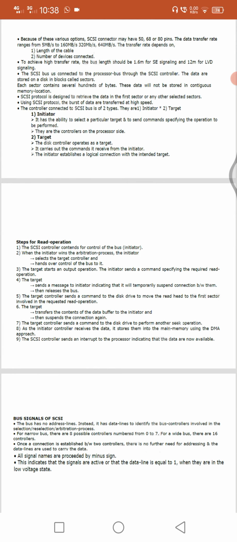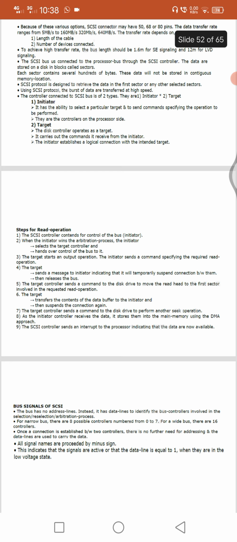Here the target sends a message to the initiator indicating that it will temporarily suspend the connection between them, then releases the bus. Meanwhile, since some running process is already there, that's why it sends a message that it will temporarily suspend the connection between them.